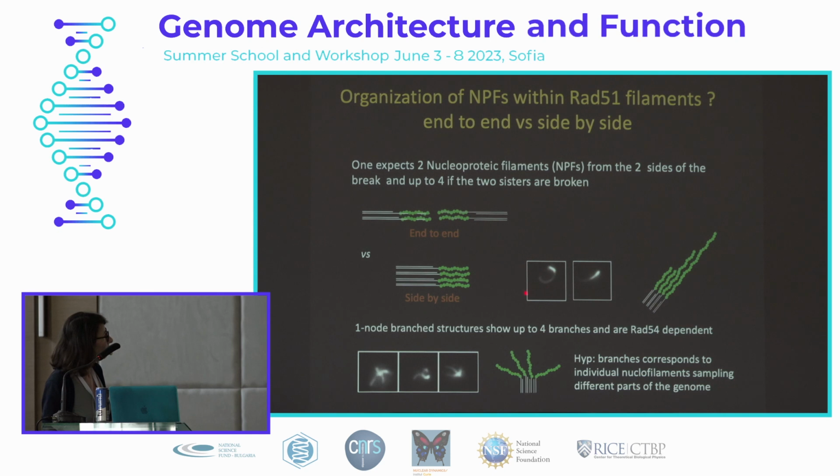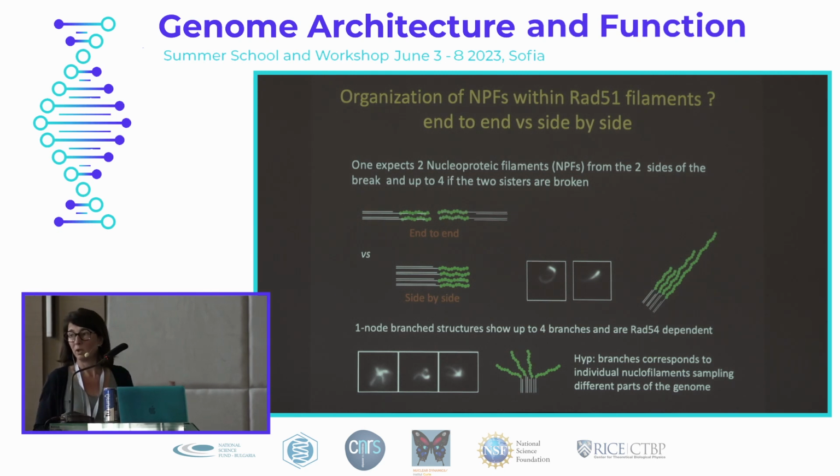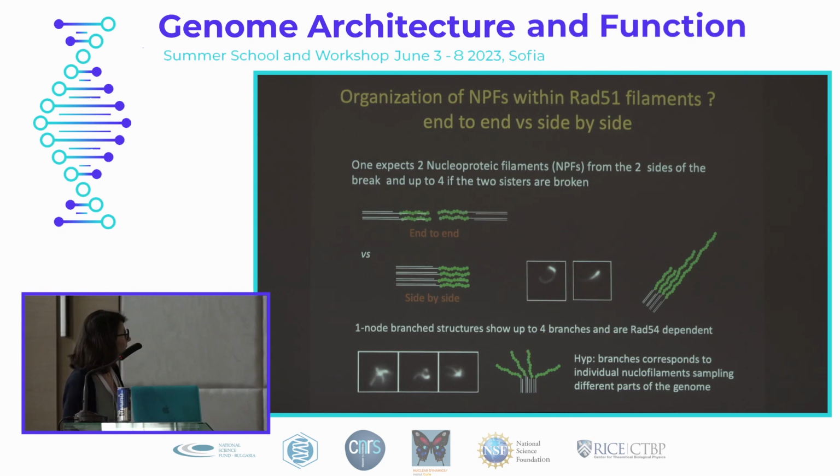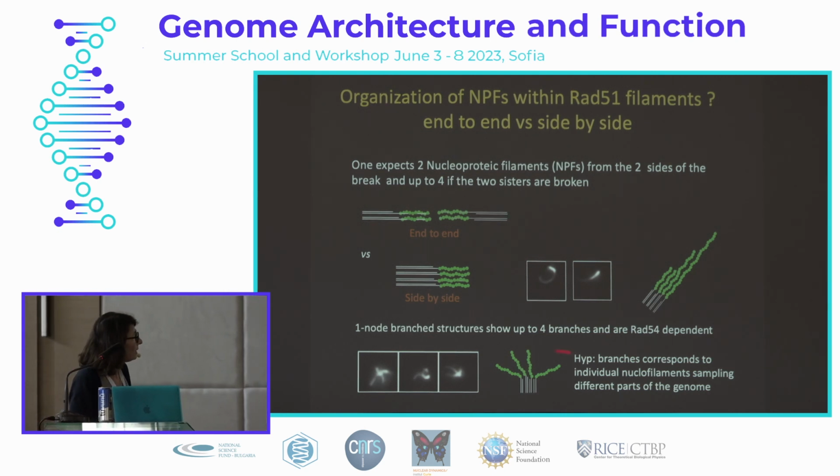As you can see here, very often we have heterogeneous filament with a very bright part and a less bright part, and we interpret this as an asynchrony of resection between the different filaments, nucleofilaments, sorry. And also, I think this can explain the one-node branch structures that have up to 4 branches. As you can see in this drawing, I think it's quite simple to imagine that if you separate the branch, you will end up having this structure. And actually, we even think that this separate structure could be related to the association of the individual filament with different parts of the genome.